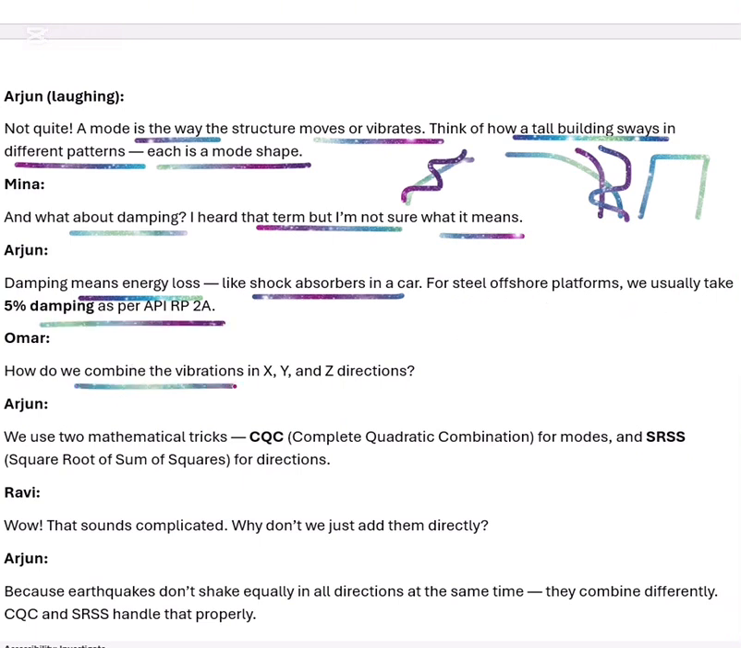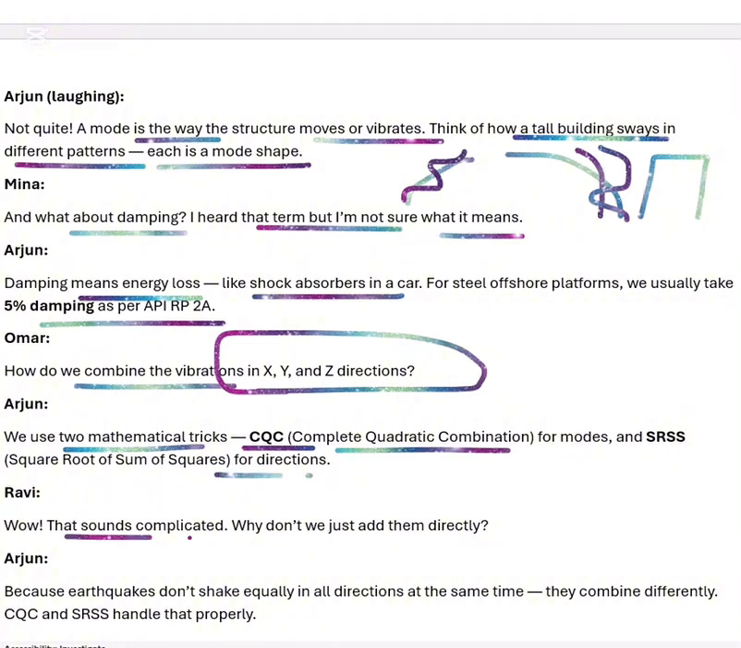How do we combine the vibrations in X, Y, Z directions? We use two mathematical methods. One is CQC, complete quadratic combination, for modes, another is SRSS for the directions. That sounds complicated. Why don't we just add them directly? Because earthquakes don't shake equally in all directions at the same time. That's why we combine them differently. So CQC and SRSS handle that properly.